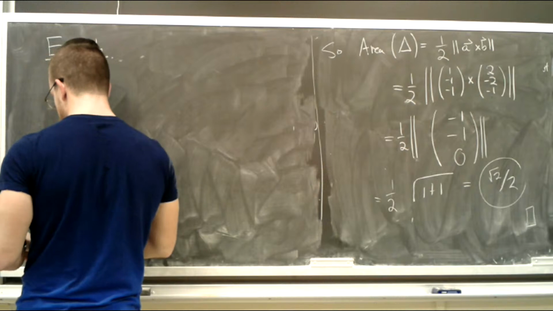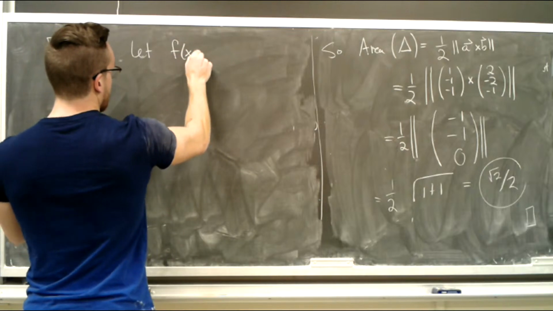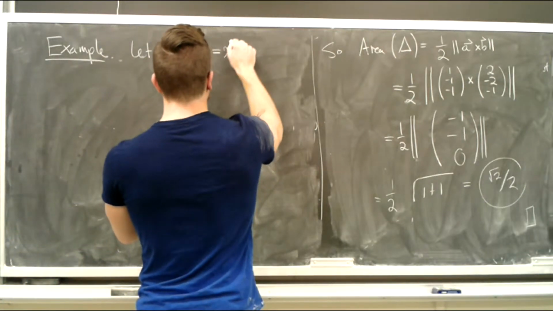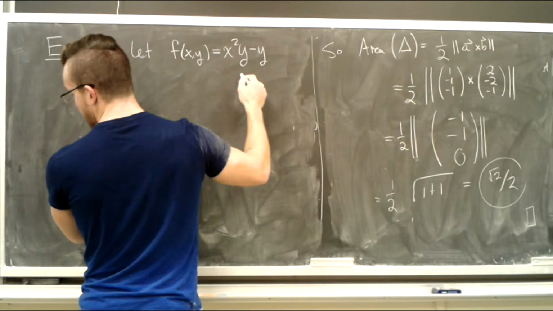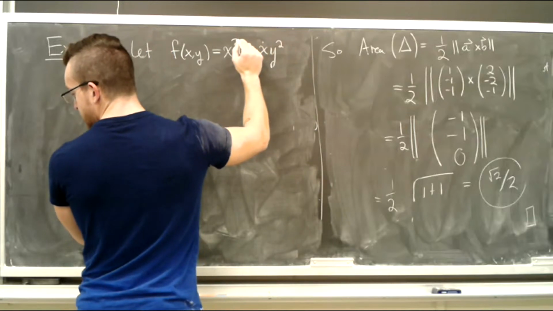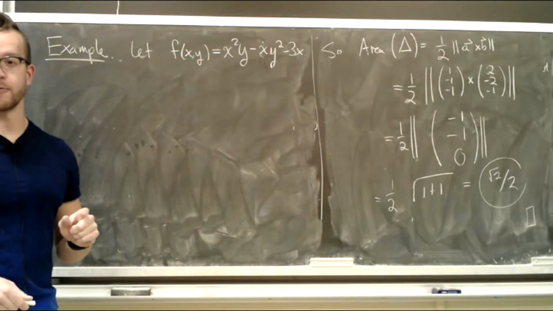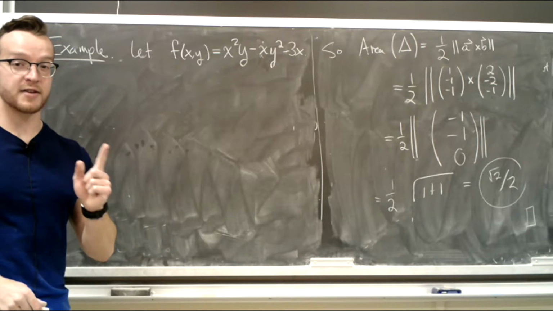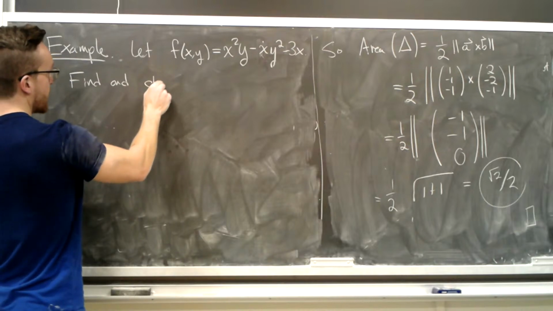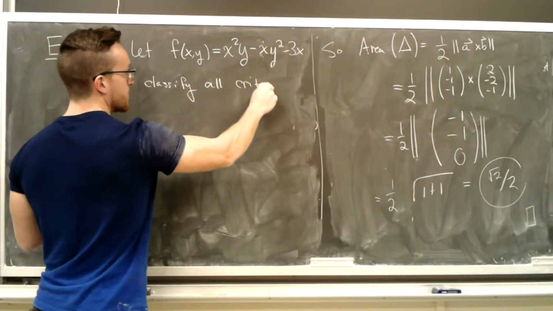Okay, so next up is going to be, here's our function. Let f of xy be x squared y minus xy squared minus 3x. Multivariable function. I want to find and classify all critical points.